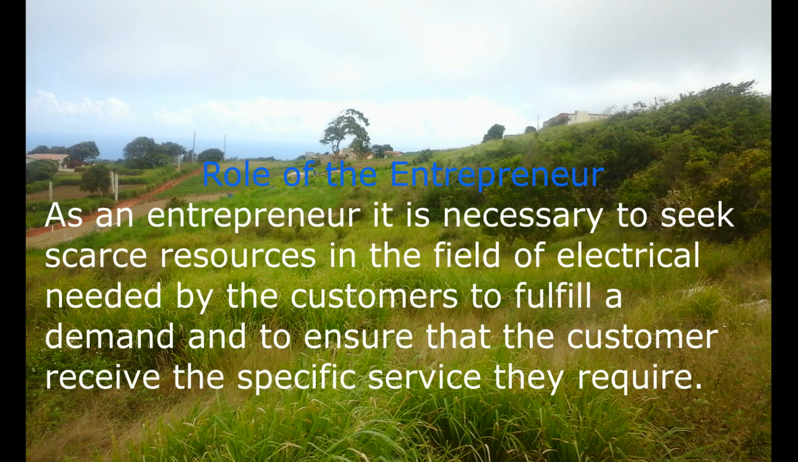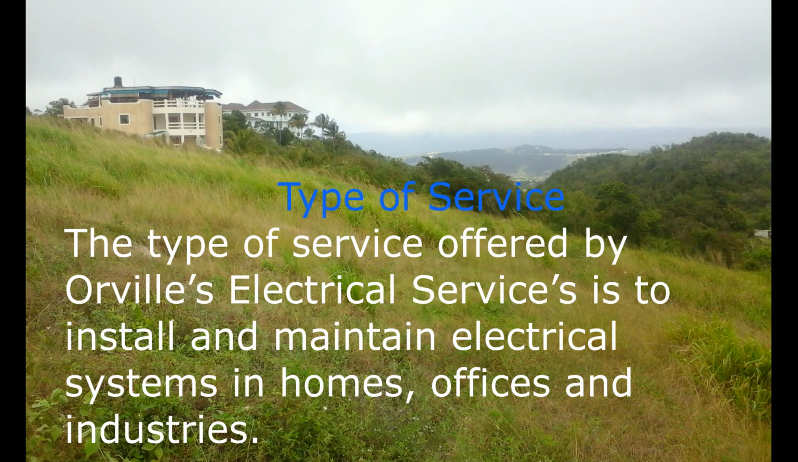And as you grow the business, you may need to provide more and more services, but in a case where you have just a small plan, you just provide the services that are necessary at the time. Now, as a small business that you're starting out, you need to know the type of service that you will offer. So this is another part of the small business plan, type of service offered. Let me read what we have here. It says the type of service offered by Orville's Electrical Services is to install and maintain electrical systems in homes, offices, and industries.